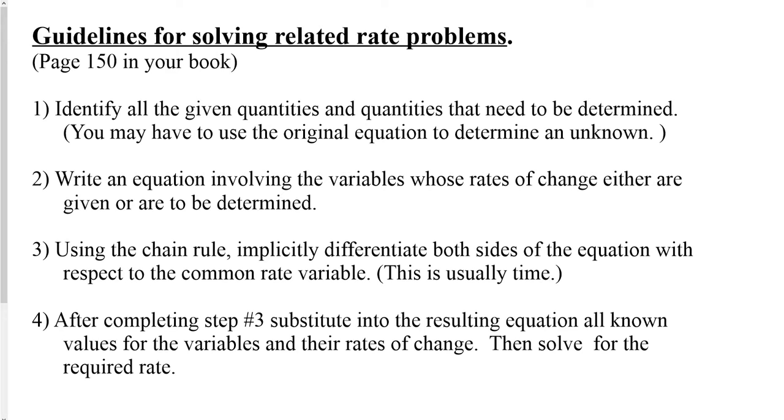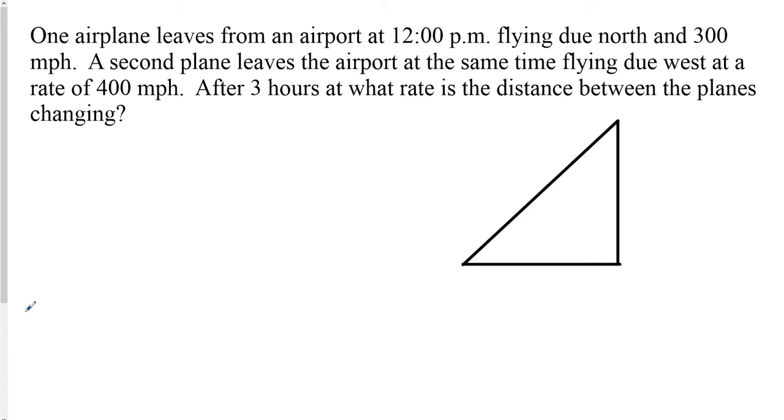All right, so my second example. One plane leaves an airport at 12 p.m. flying due north at 300 miles per hour. A second plane leaves the airport flying due west at a rate of 400 miles per hour. After 3 hours, at what rate is the distance between the planes changing?